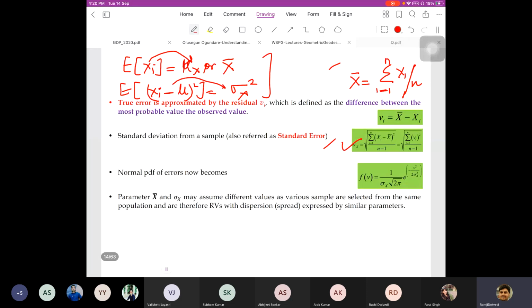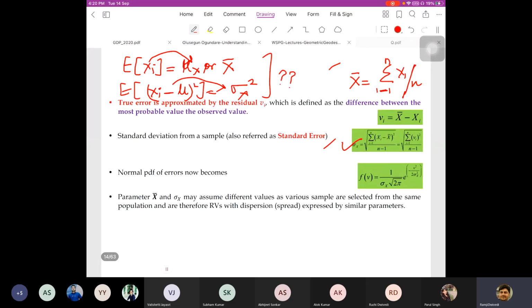Did this question ever come to your thoughts or not? I'm again repeating what I'm trying to ask you: why is it expected that the expectation of observation xi will approach x bar? Why not something else? Why will the expectation of the square of the deviation from the mean of an individual observation approach the variance, sigma x square? Why not something else?